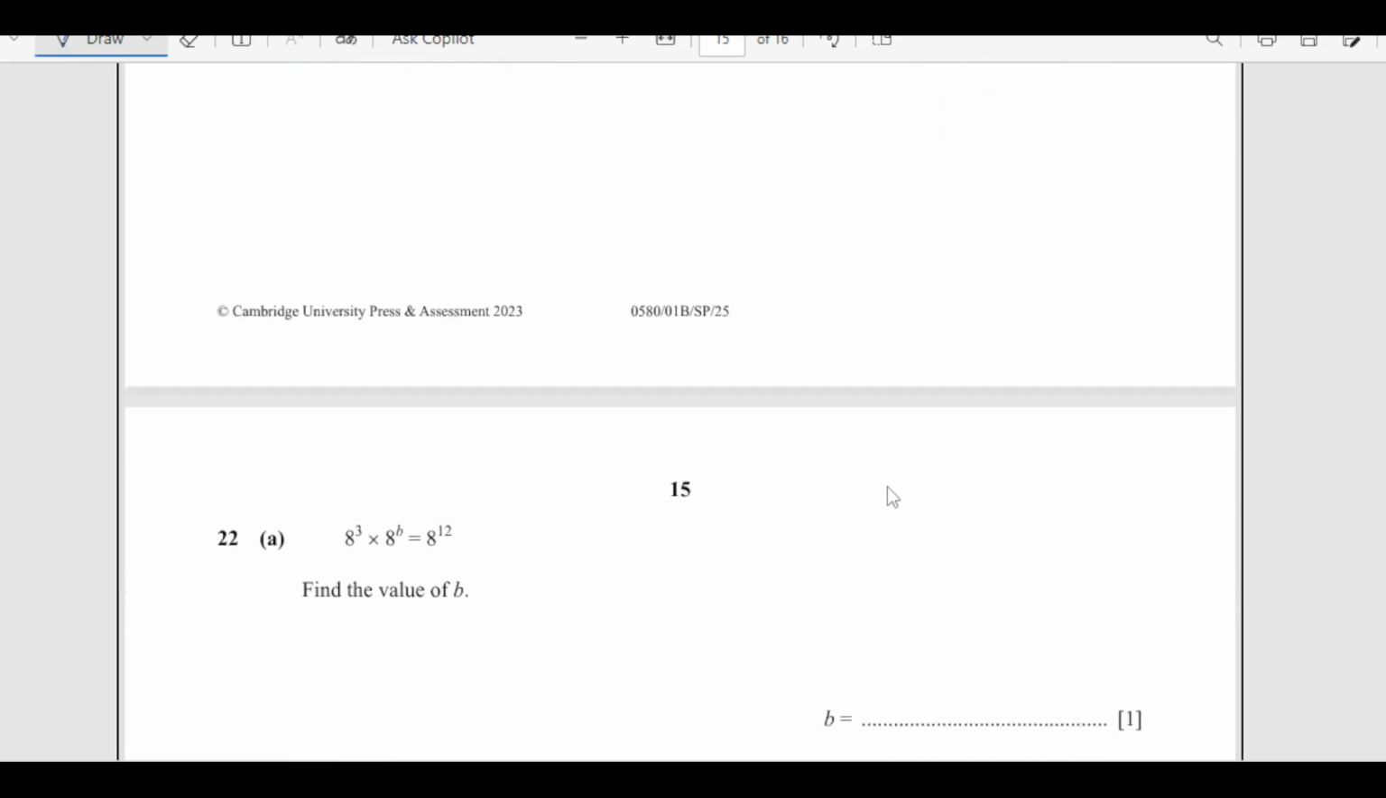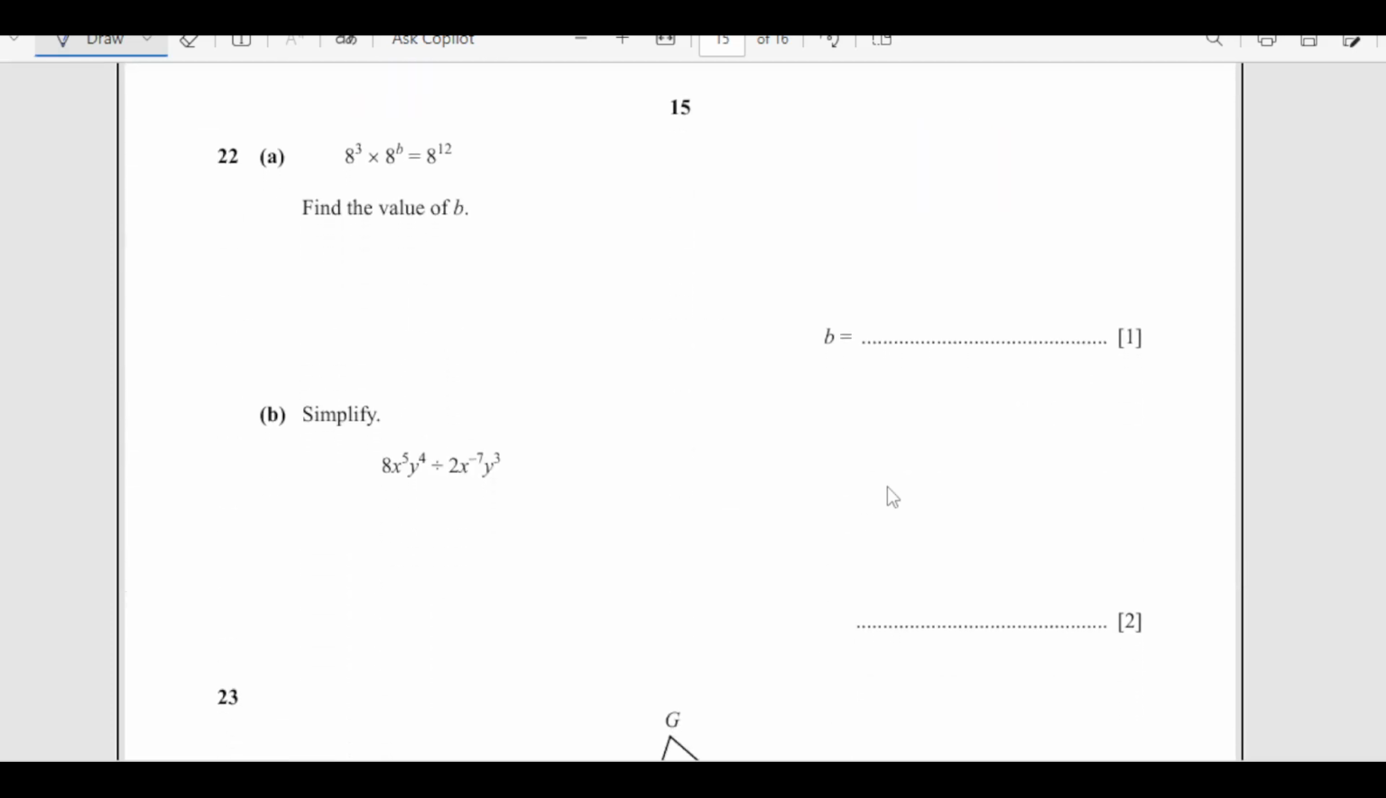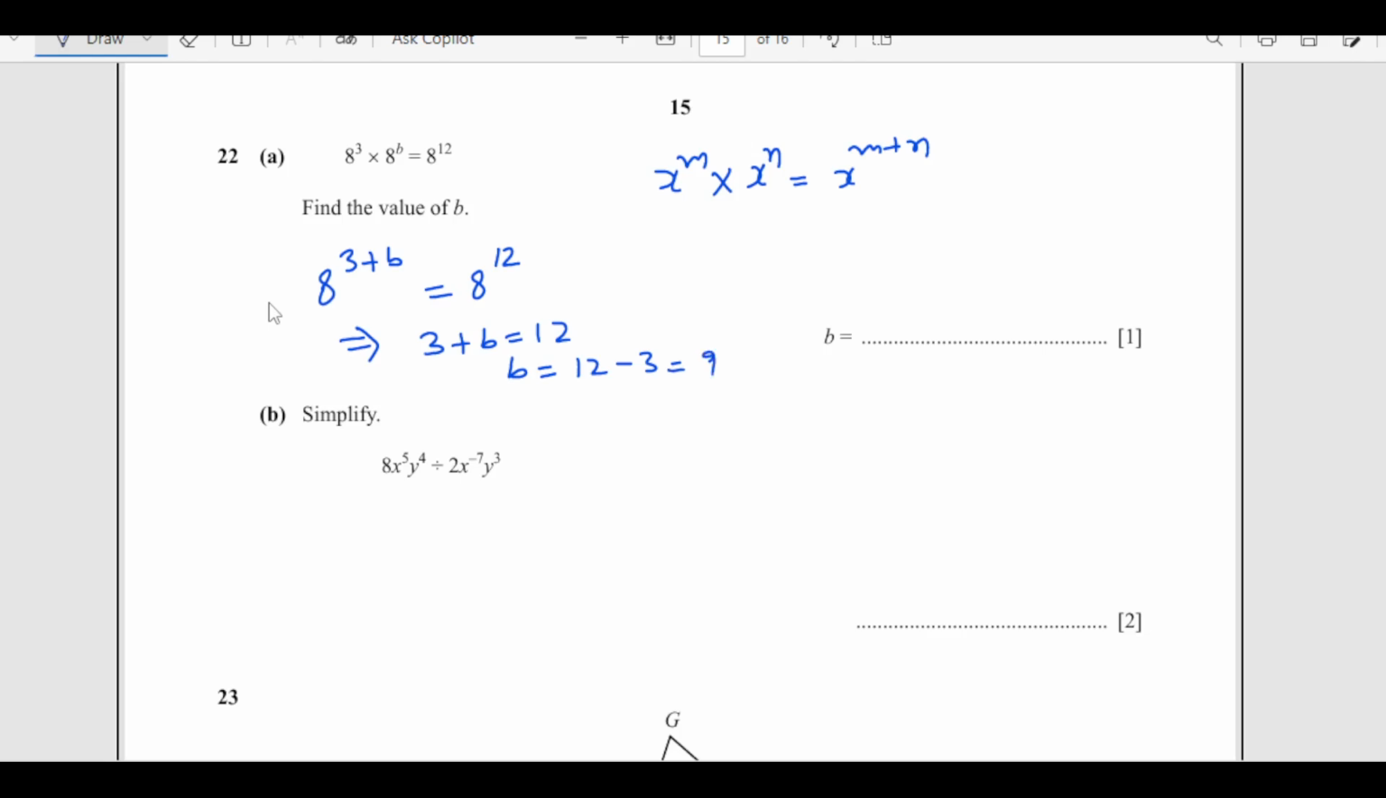Okay. Now number 22, find the value of b. We will use the exponent rule here. As you know the rule, when we have the same base, you see here the base is the same, 8 and 8, and the powers are different, so we are going to add the powers. So 8 power 3 plus b, and on the other side we have 8 power 12. Now the base is the same, so equating the powers, 3 plus b equals 12, and then b is going to be 12 minus 3, which is 9.